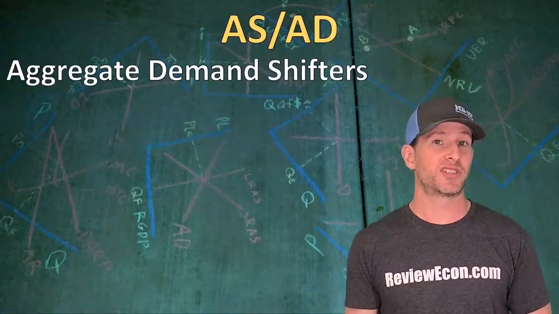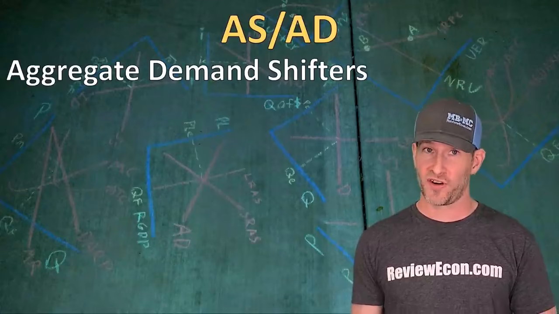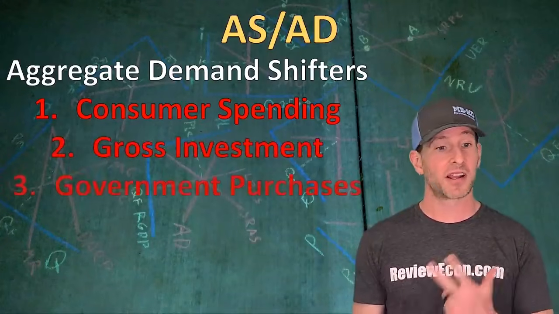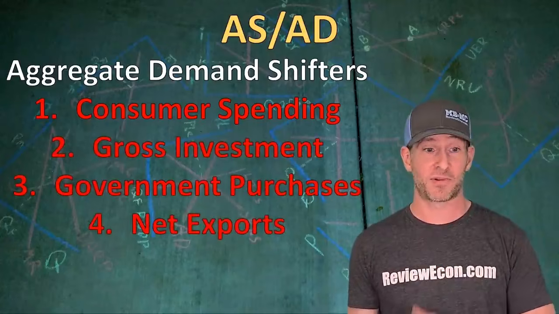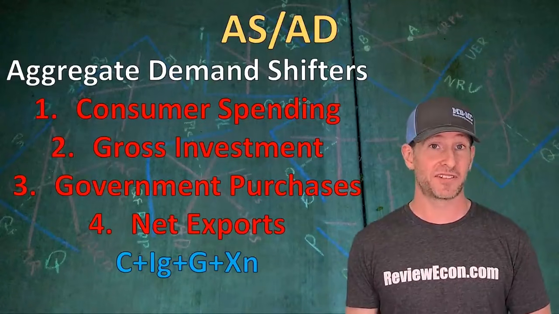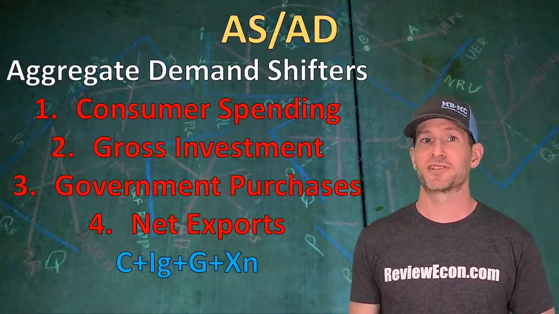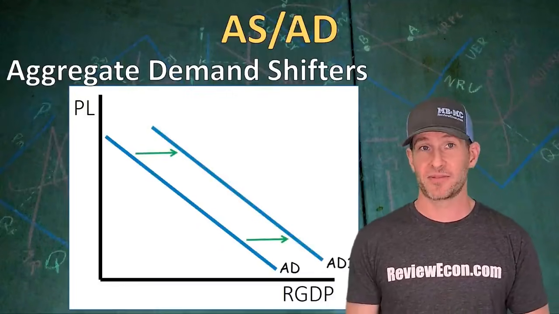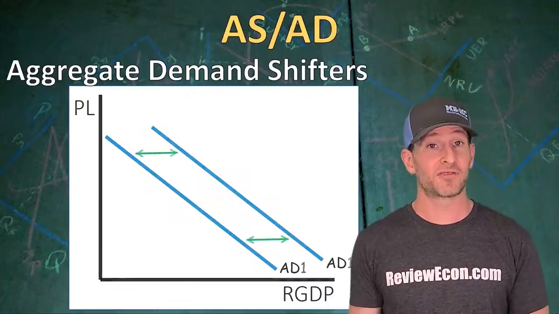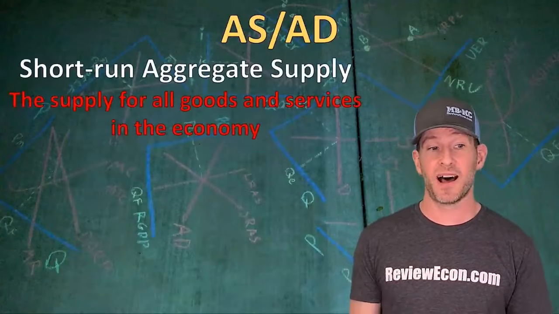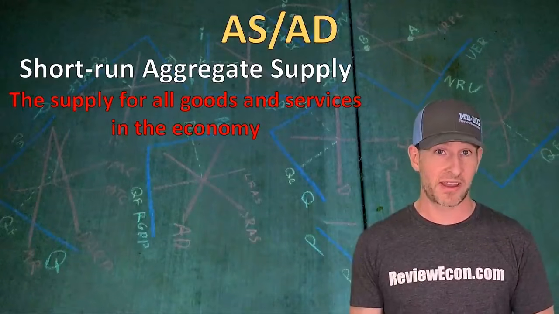The aggregate demand shifters are the output expenditure formula for GDP. We have consumer spending, gross investment, government purchases, and net exports. C plus I plus G plus X. Those are your aggregate demand shifters and your formula for the output expenditure model of GDP. And just like in micro, a rightward shift of that aggregate demand curve is an increase, and a leftward shift is a decrease.